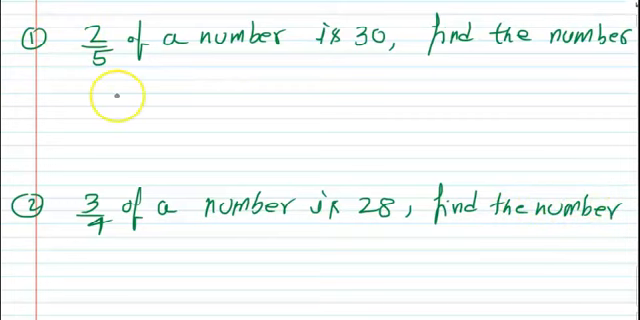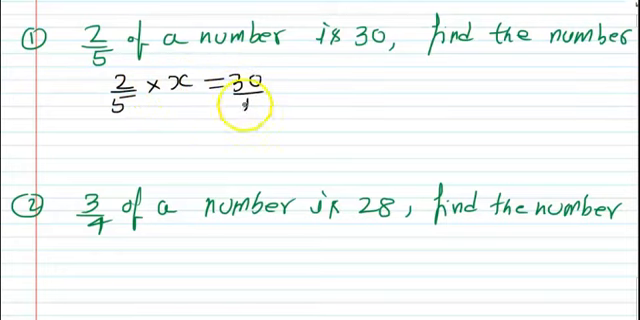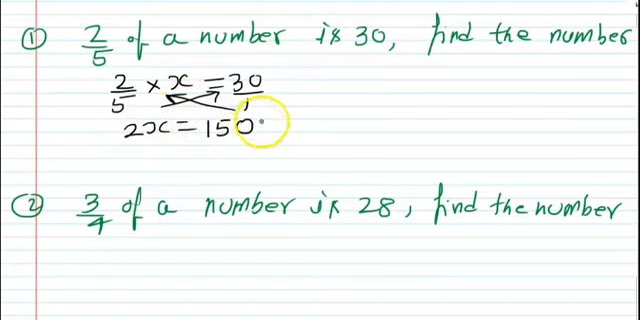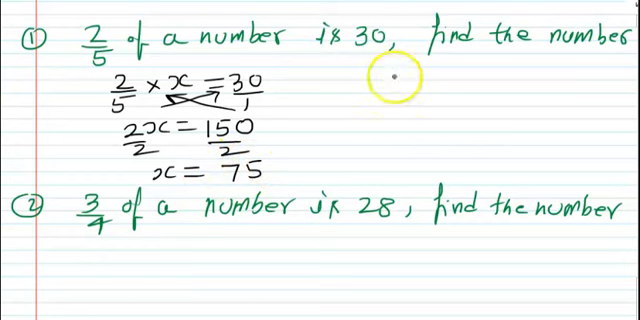If you see here, 2/5 of a number is 30. So what we are going to do, 2/5 of a number x is 30. First method. So cross multiply here and here. So 1 times 2x is 2x and 5 times 30 is 150 and divide by 2 both sides. So what did you get? x is 75.